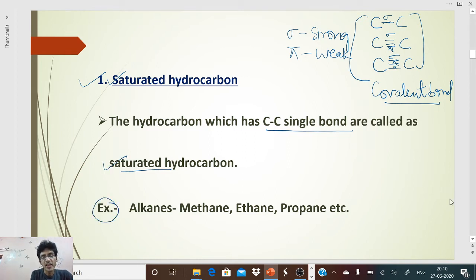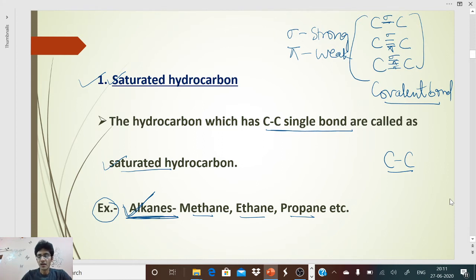If we talk about the example of the saturated hydrocarbon, it means alkanes. Alkane is the saturated hydrocarbon. There are many examples of alkane, such as methane, ethane, propane. After some time we will write the IUPAC nomenclature of the alkane. Alkane means carbon-carbon single bonded hydrocarbon.